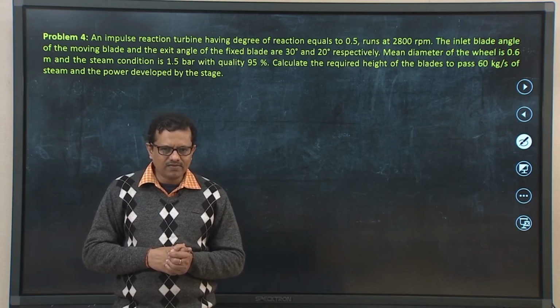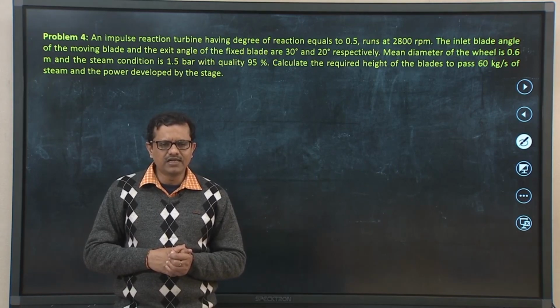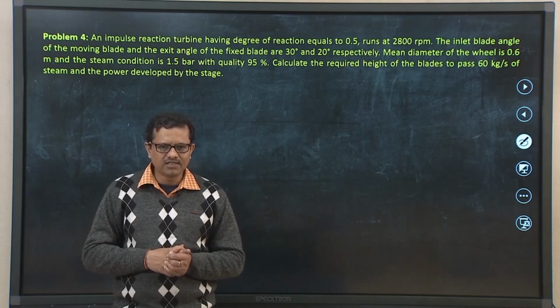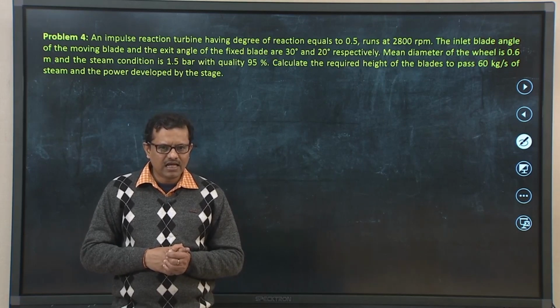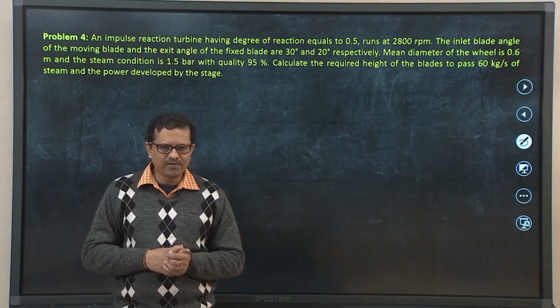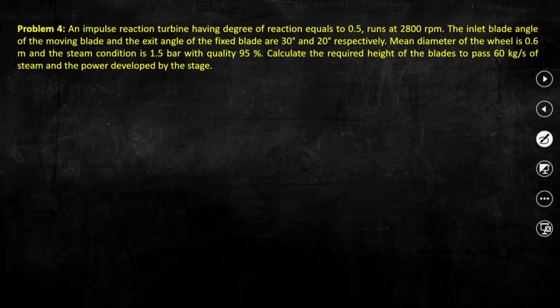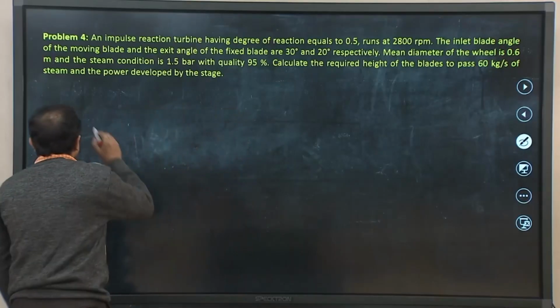The inlet blade angle of the moving blade and the exit angle of the fixed blade are 30 degree and 20 degree respectively. Mean diameter of the wheel is 0.6 meter and the steam condition is 1.5 bar with quality 0.95. Of course, that is the steam quality at the inlet of the blade. Calculate the required height of the blade to pass 60 kg per second of steam and the power developed by the stage. So, let us quickly solve this problem. This is an impulse reaction turbine, right.